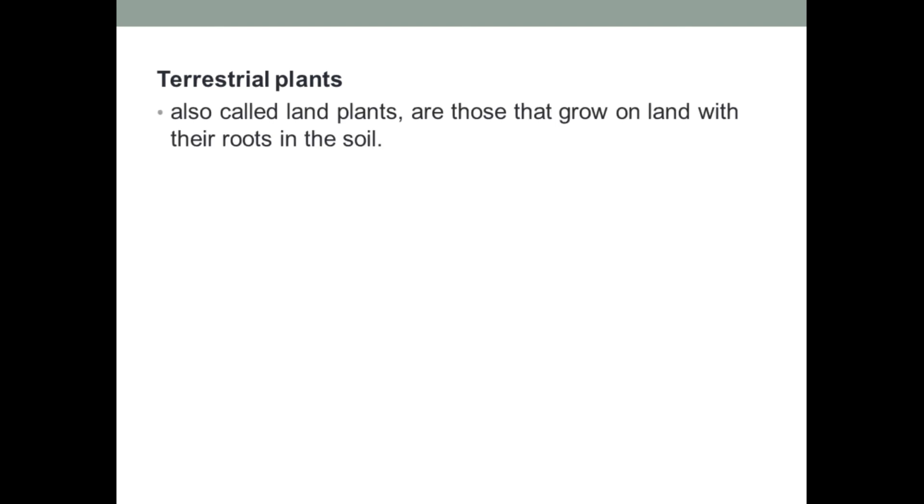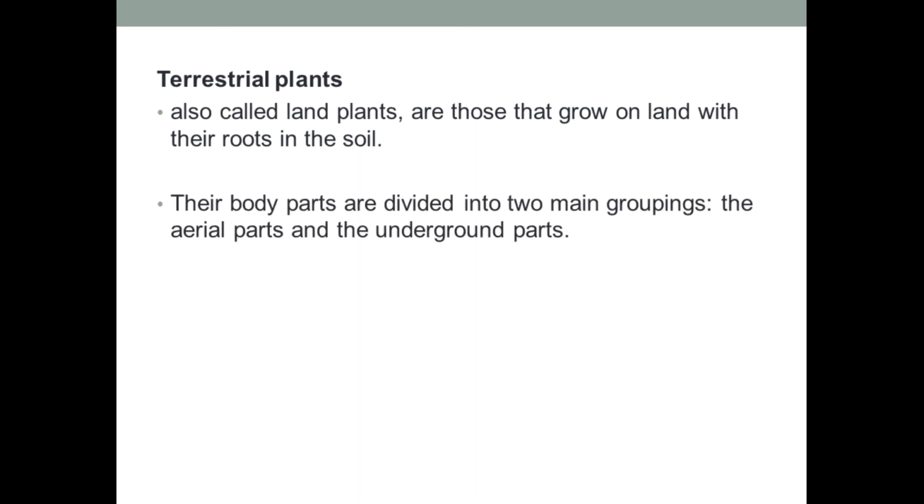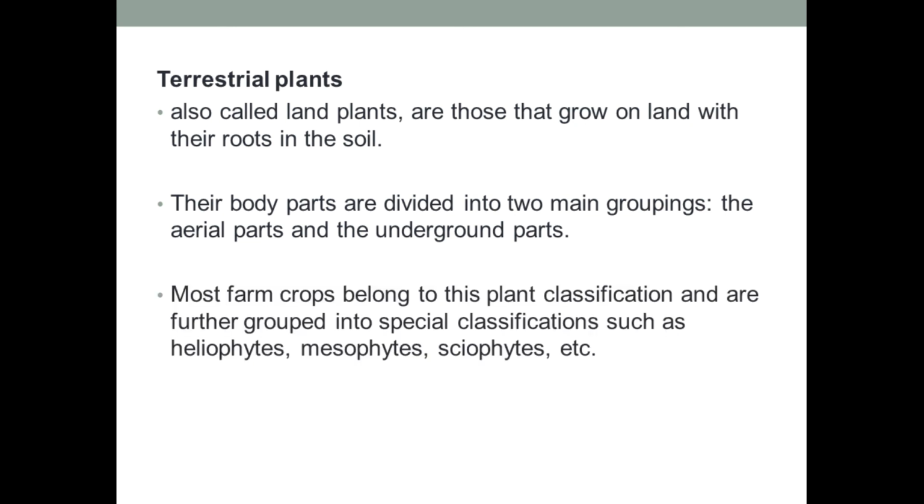The next group of plants are terrestrial plants, and these are plants that grow on land. These are also called land plants, and they grow on land with their roots in the soil and the rest of the plant above the soil. So their body parts are divided into two main groupings: the aerial part, which is the part outside the soil, and the underground parts, which include roots, rhizomes, tubers, bulbs, etc. Most farm crops belong to this classification, and they are further grouped into special classifications such as heliophytes, mesophytes, and many others. There are so many of them.